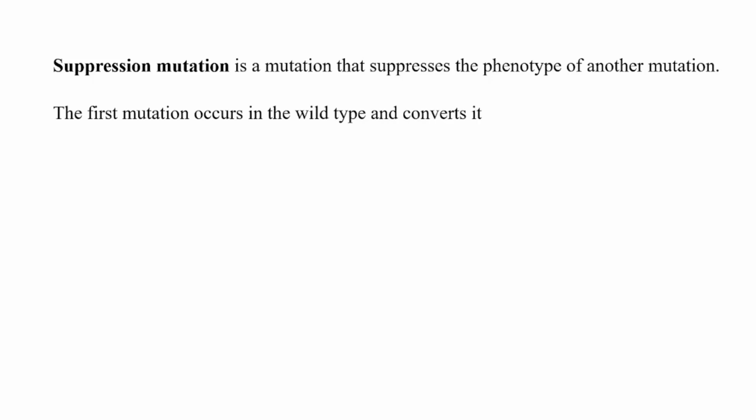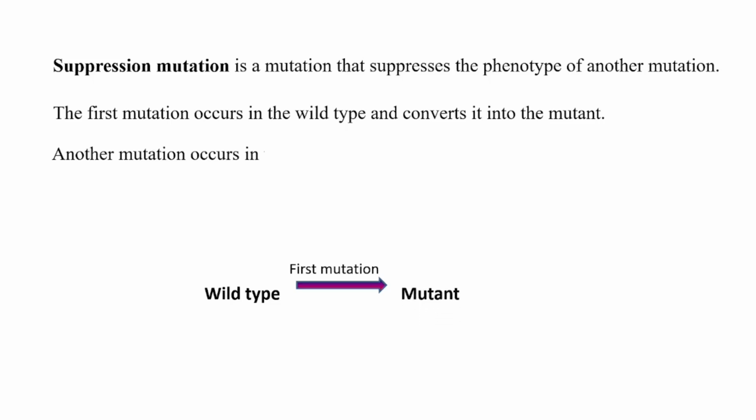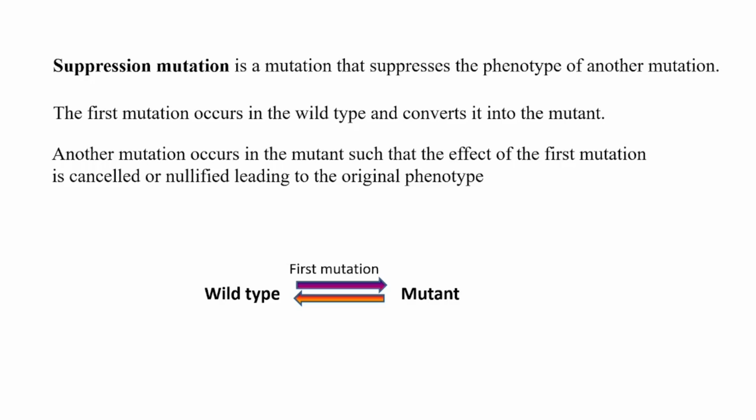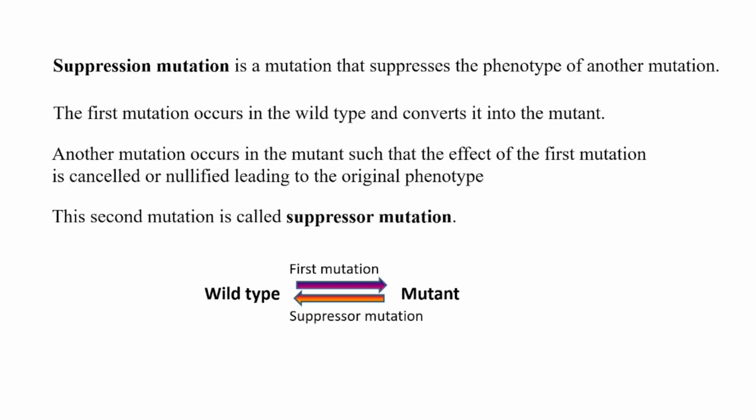Suppressor mutation is a mutation that suppresses the phenotype of another mutation. For example, the first mutation occurs in the wild type and converts it into the mutant. Now, another mutation occurs in the mutant such that the effect of the first mutation is cancelled or nullified, leading back to the original phenotype. This second mutation is called the suppressor mutation.